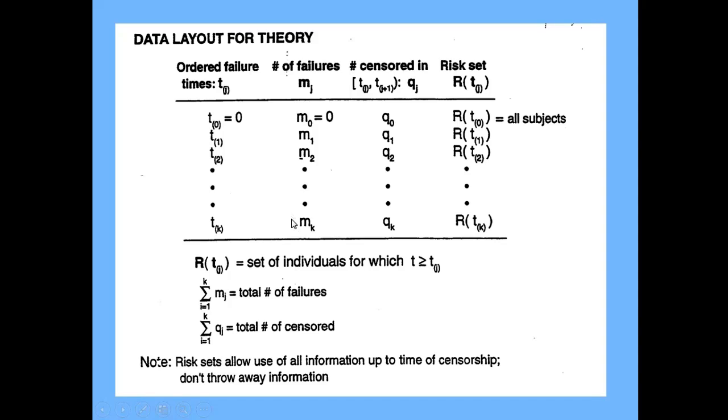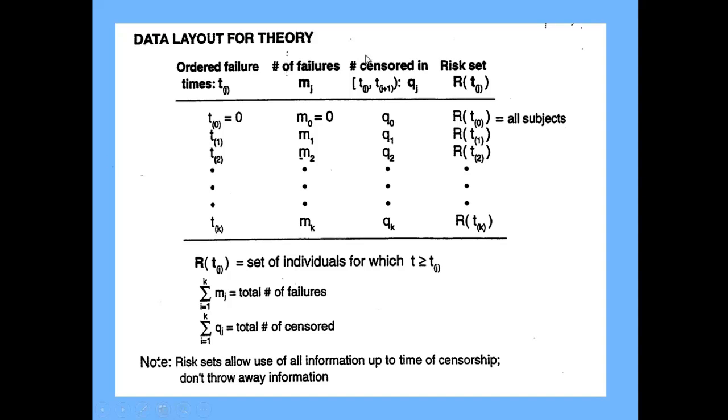What do you get? Total number of people that failed. This is the number of people that failed at time 0, nobody. Number of people failed at this time. Number of people failed at this time. Add them all up, you get everybody who failed. If you add this up, what do you get? You get the number of people who were censored. That's what you get. Total number of people who were censored.